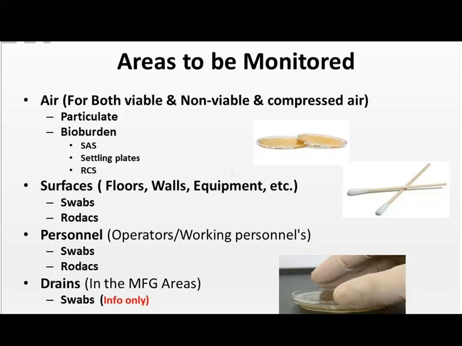And there are three ways we can do that. We can use an SAS machine, we can use acetylene plates, or we can use an RCS machine. All three of these contain strips with media or poured plates of media, and they're pulling in a certain amount of air and capturing whatever type of microorganism or bioburden might be in the air, adhering to the plate or the strips from the SAS or the RCS, and we're incubating them to see what grows on them.